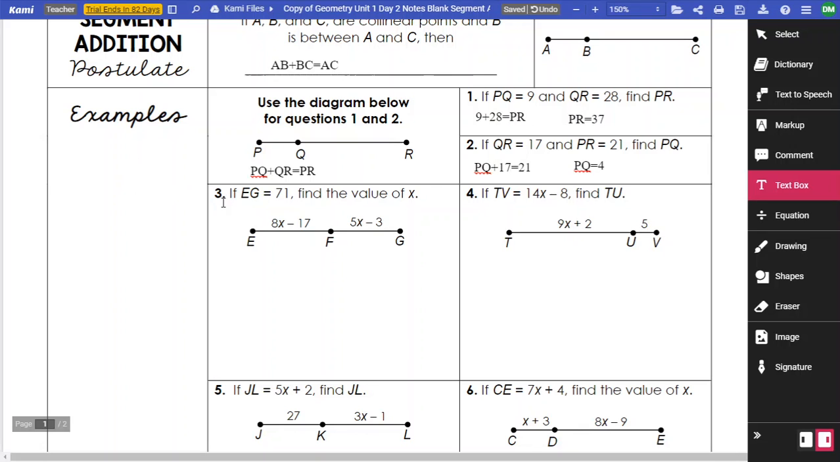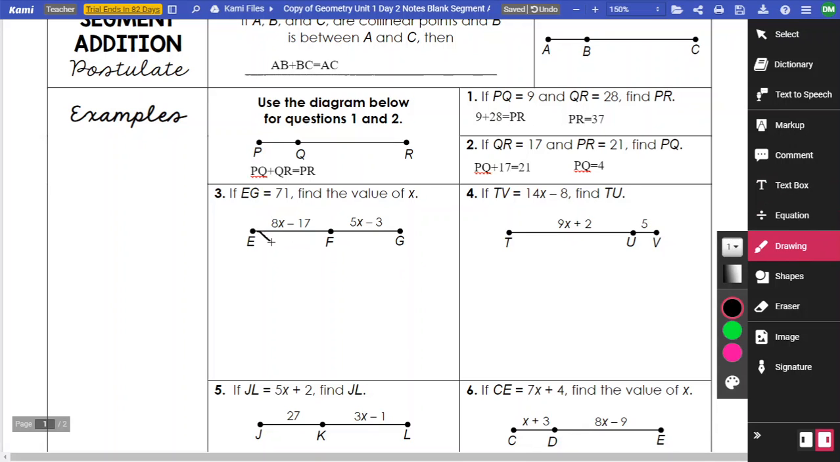So EG is 71 units long, and we want to find the value of x. So EG, this entire thing, right here, the whole thing, is 71 units long. We know that EF is 8x minus 17, and we know that FG is 5x minus 3.